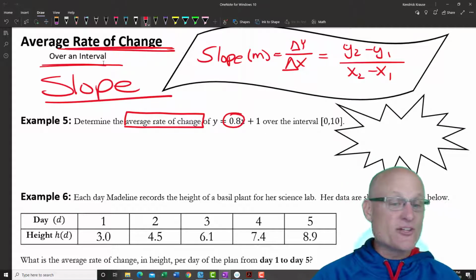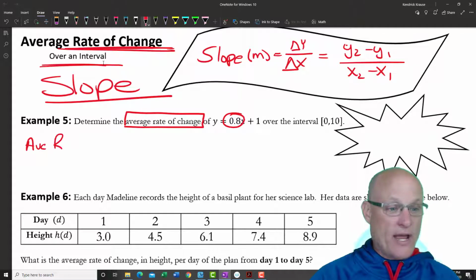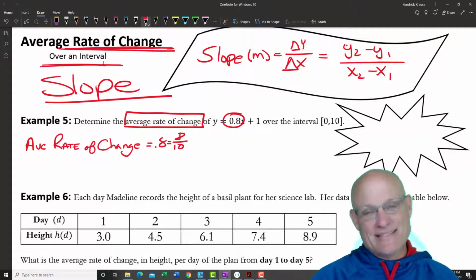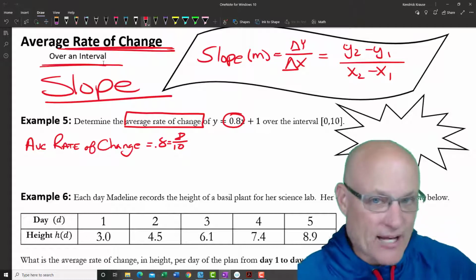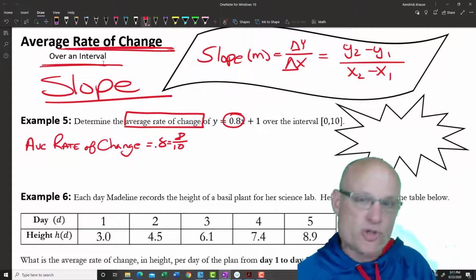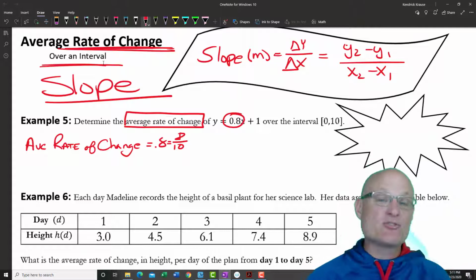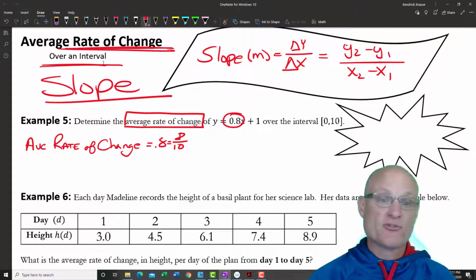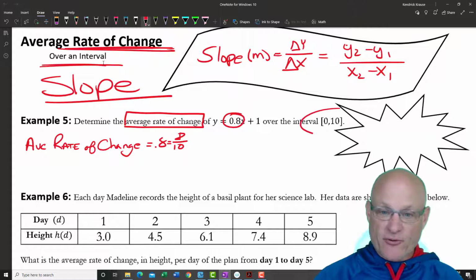So the answer to this question, what is the average rate of change? I'm going to write it right now. Average rate of change is 0.8, or in other words, 8/10. Now, that's not good enough, because what I'm going to ask you to do is to prove it. I want you to show me some work. So the average rate of change is the slope between 2 points.